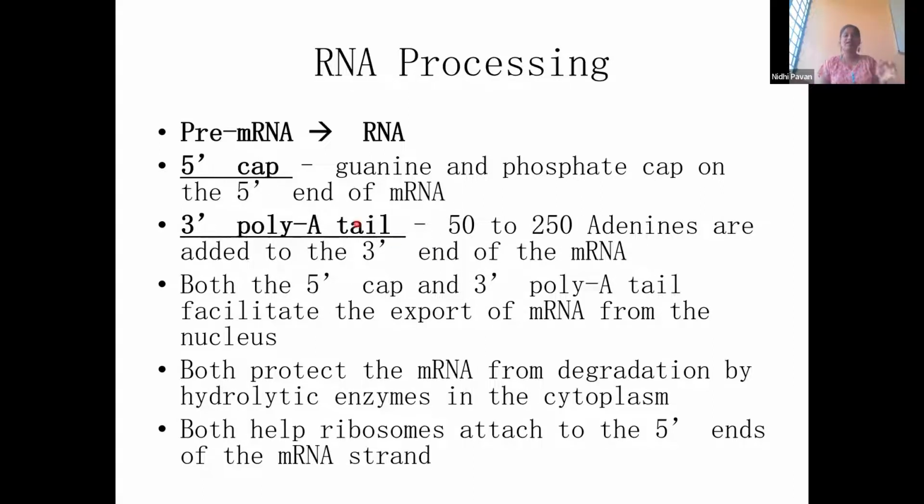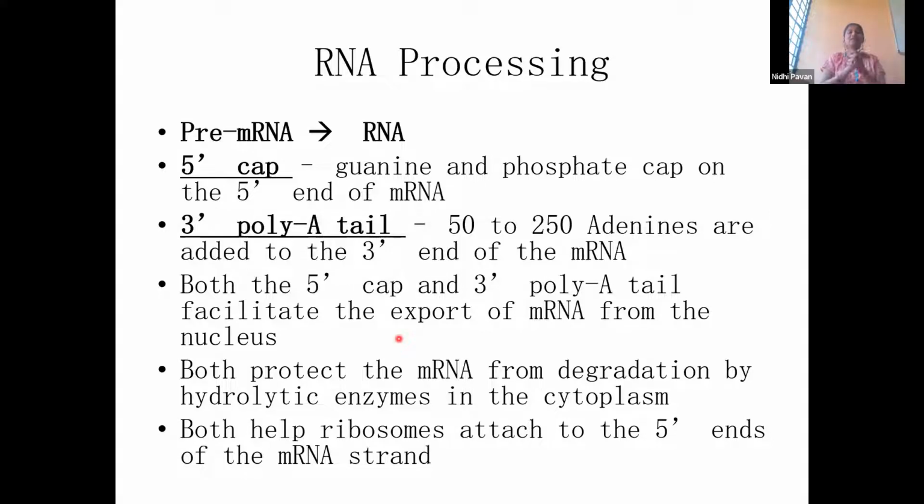So what is that poly A? 50 to 250 adenines are added. Poly means many, A means adenine. So 50 to 250 adenines are added to the 3 prime end. So after this, the pre-mRNA is said to be mRNA. Both the 5 prime cap and 3 prime poly A tail facilitate, meaning support, the export, meaning the transport, of the mRNA from the nucleus to the cytoplasm.